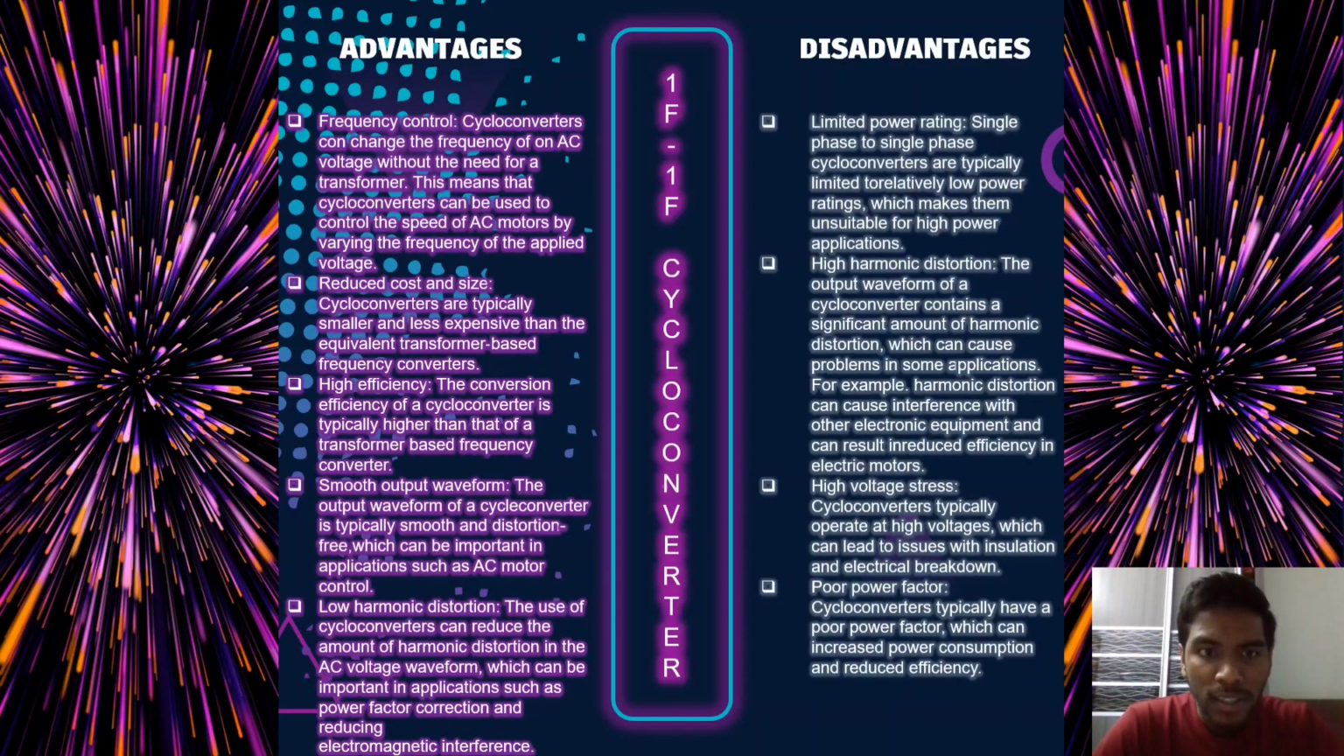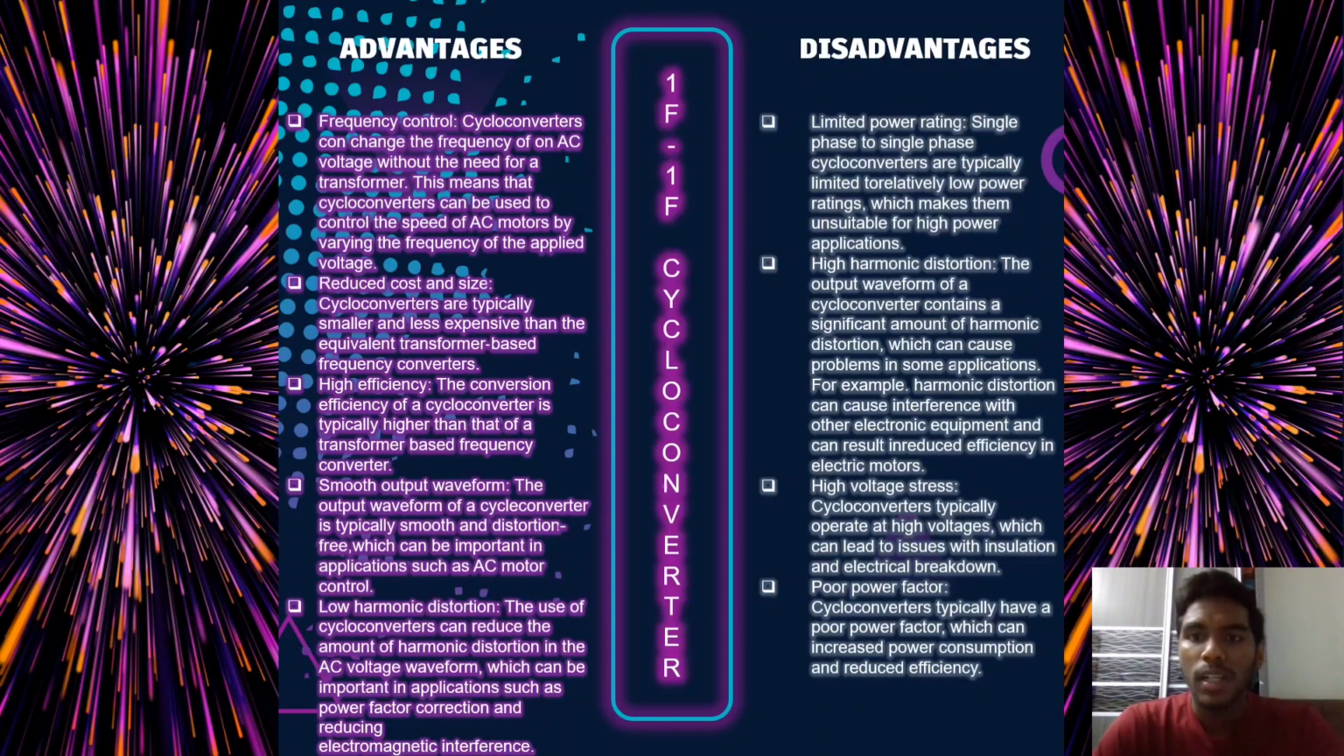Cycloconverters are typically smaller and less expensive than the equivalent transformer based frequency converters. High efficiency: the conversion efficiency of a cycloconverter is typically higher than that of a transformer-based frequency converter. Smooth output waveform: the output waveform of a cycloconverter is typically smooth and distortion-free, which can be important in applications such as AC motor control. Low harmonic distortion: the use of a cycloconverter can reduce the amount of harmonic distortion in the AC voltage waveform, which can be important in applications such as power factor correction and reducing electromagnetic interference.